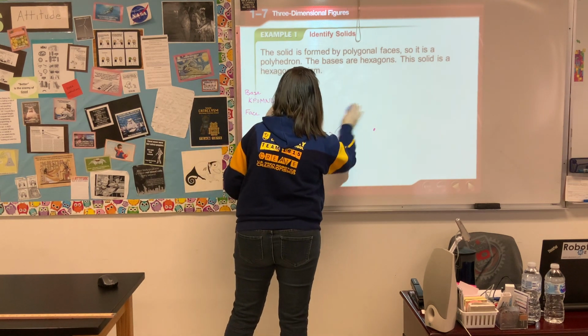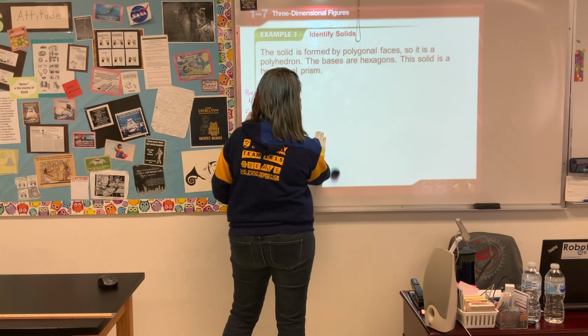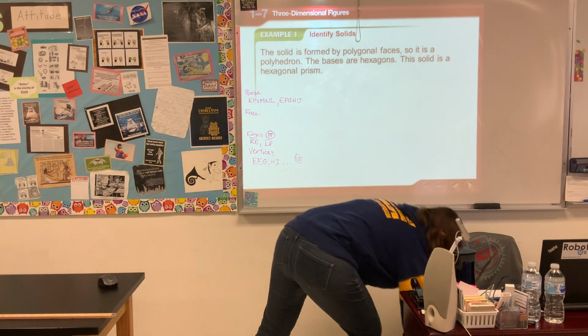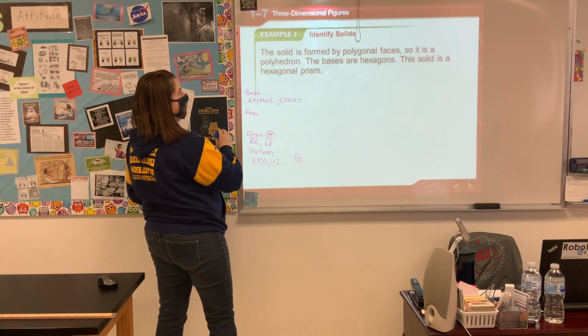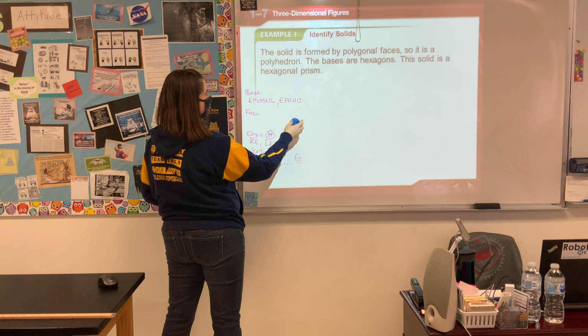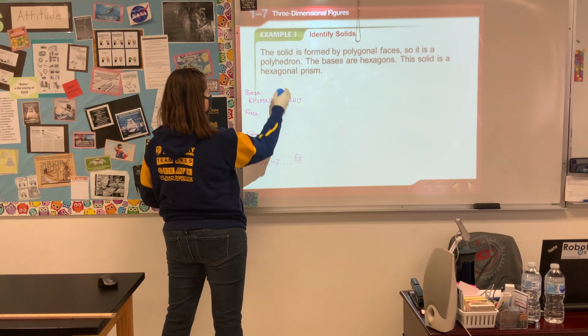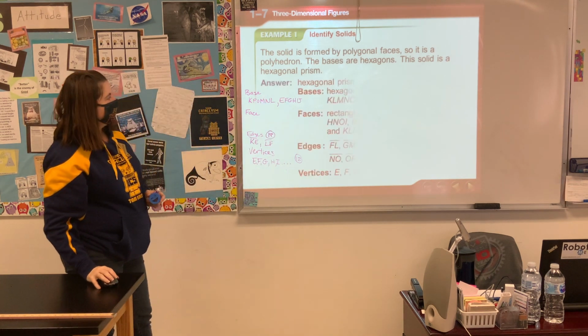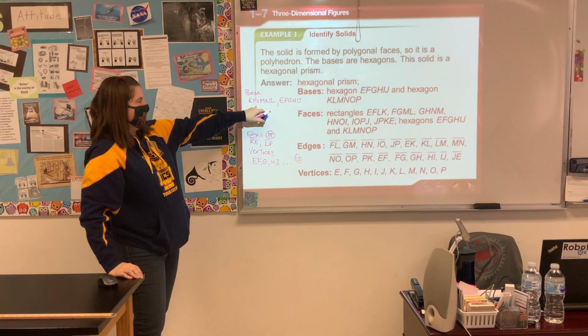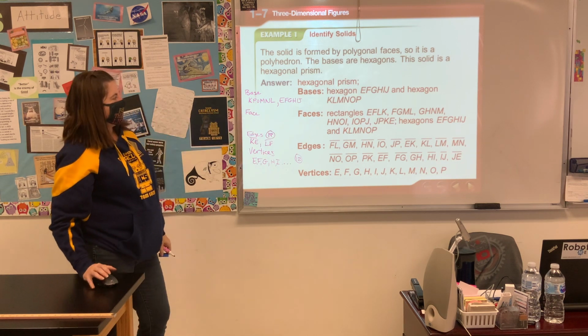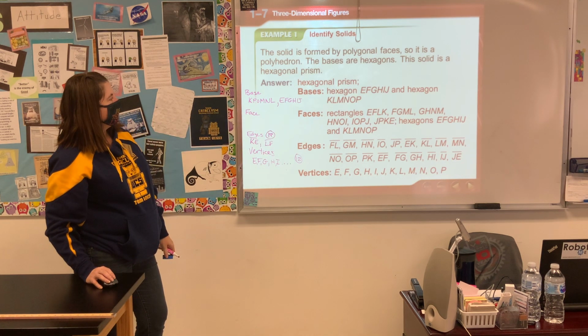We're going to get this out of the way. It says, the solid formed by polygonal faces, so it is a polyhedron. The base is a hexagon, and the solid is a hexagonal prism. So we have, they said K-L-M-N-O-P. That goes against the way that I was thinking. It makes sense for this other one, E-F-G-H-I-J.